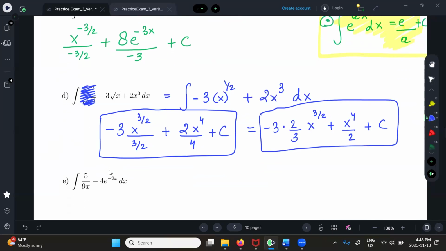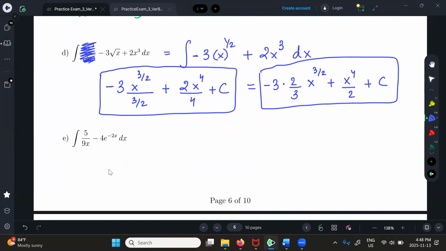All right. What about here? See, I have an x in the denominator. I have a 5/9. The numbers stay as they are. Numbers don't change. This becomes 5/9 ln x. Okay? And the e to the power -2x remains e to the power -2x, but you divide by -2, plus c. That's it. Let's do a few more questions here.